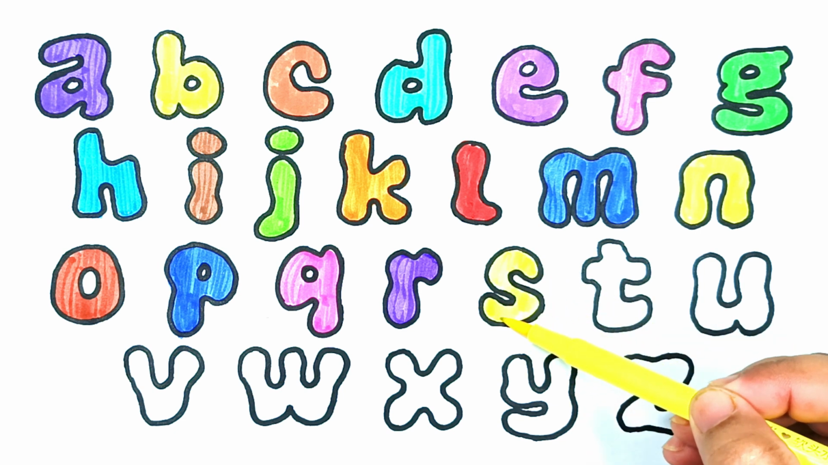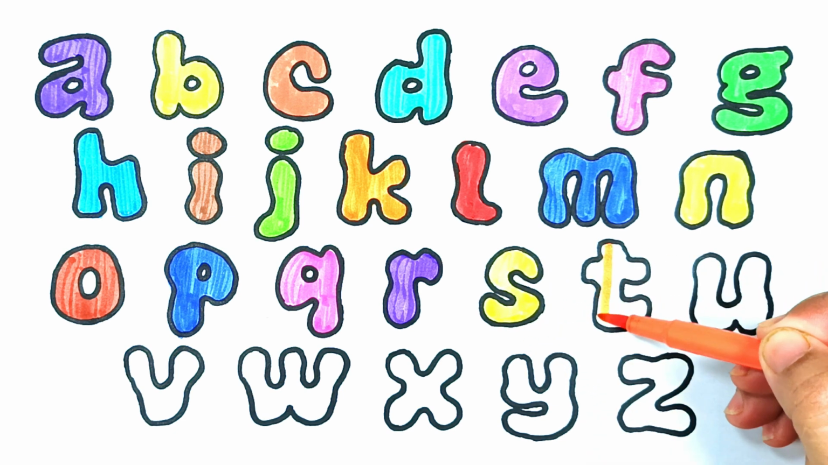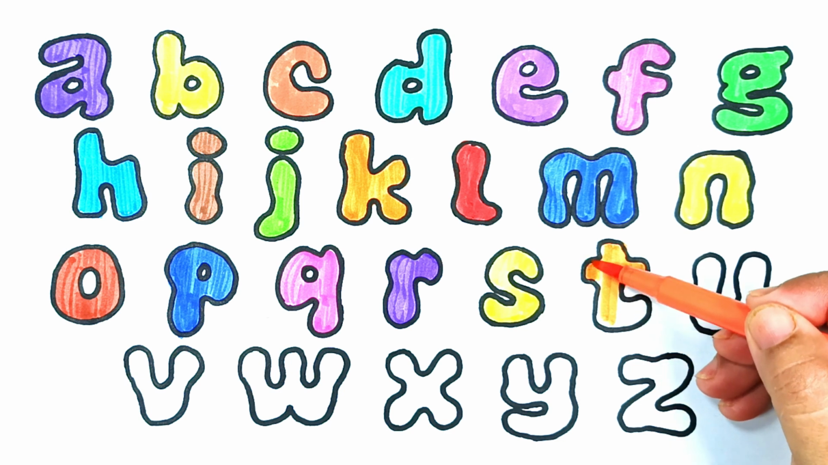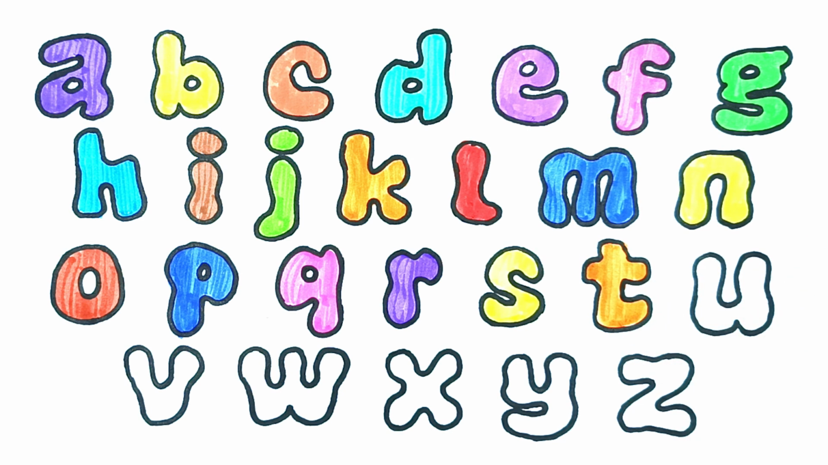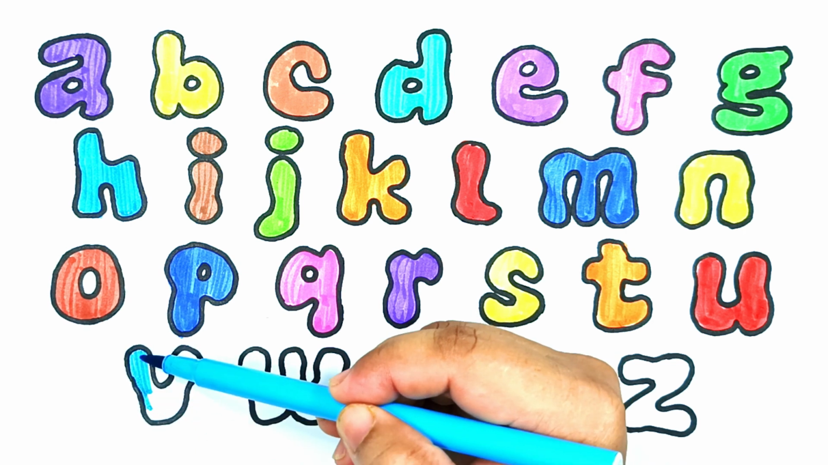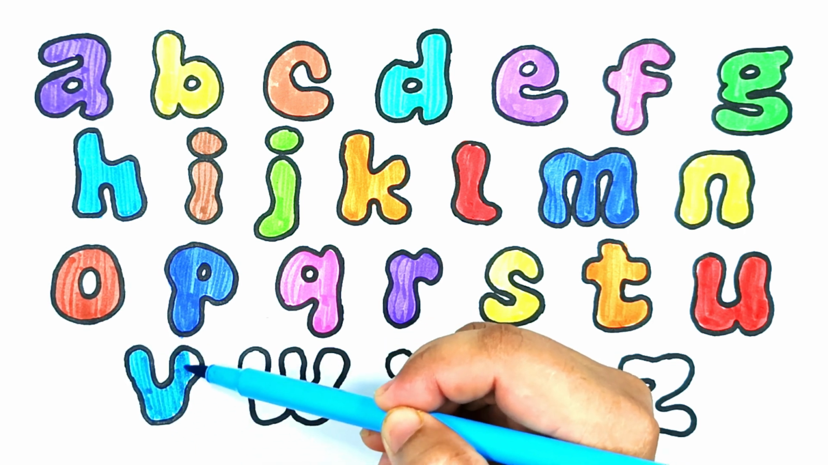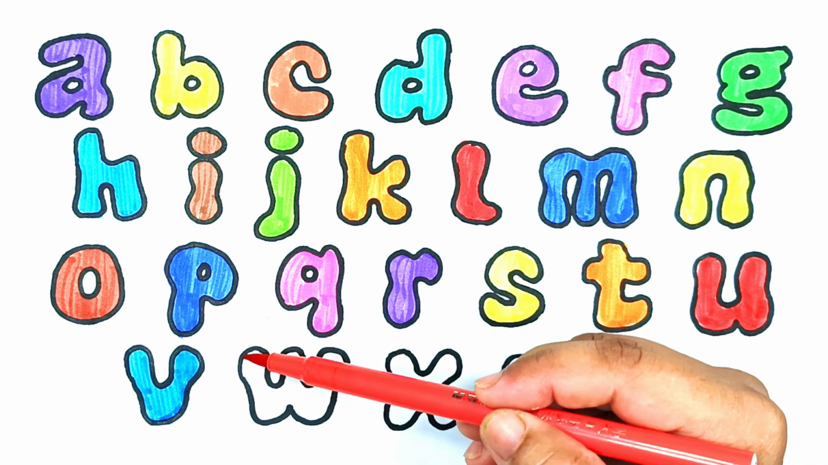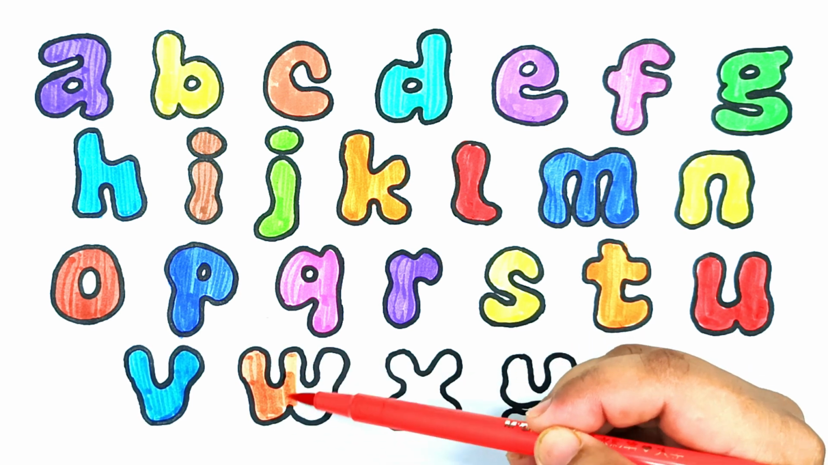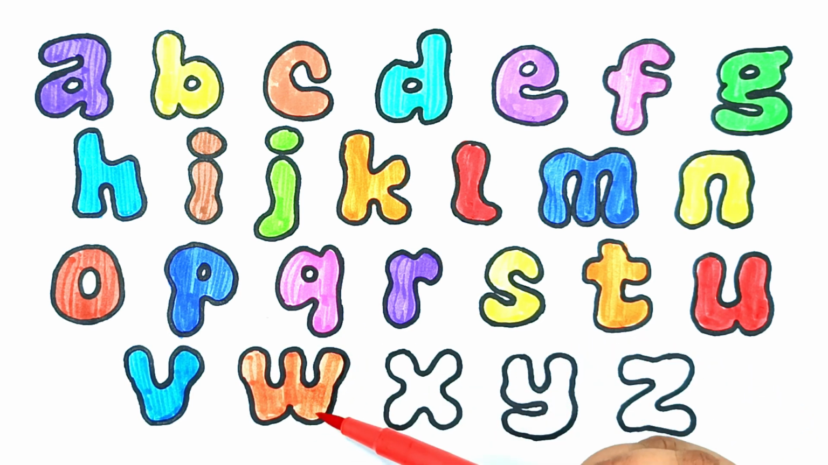S is for star. T is for train. U is for umbrella. V is for vulture. W is for watch.